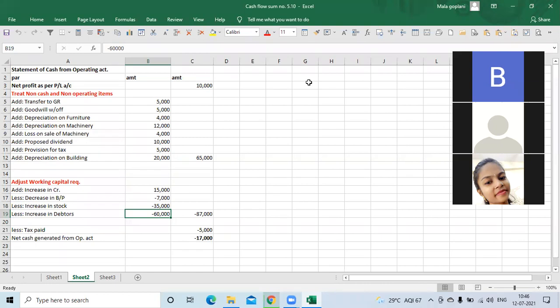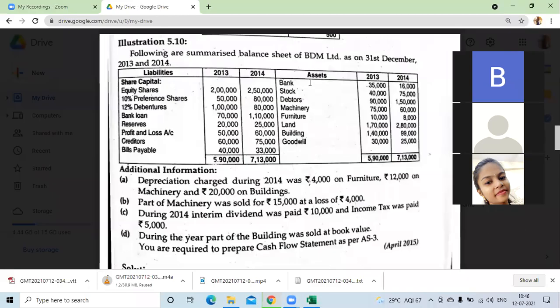Yes, done up to this point. Okay. Debtors is also done. Machinery, we have an adjustment. Furniture, we have an adjustment. Therefore, these points will be done at last. Land, do you have any adjustment on land? No, ma'am. So please keep it in mind.